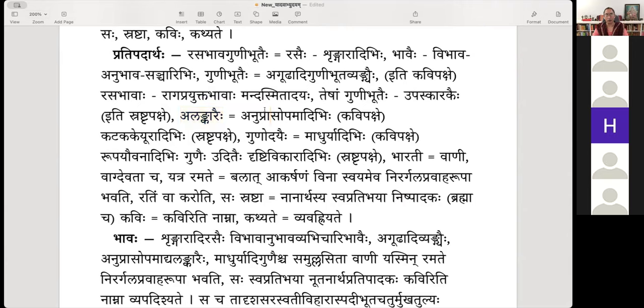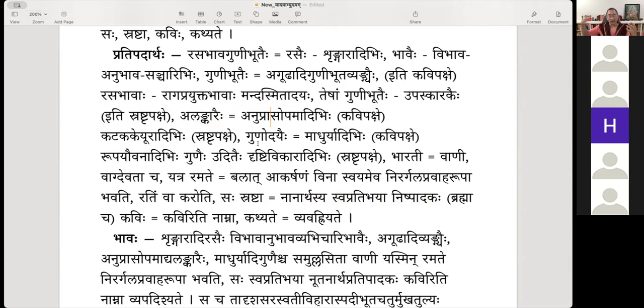Alankara, anuprasa, and upama are in kavipaksham. Kataka keyura, literal physical ornaments that we wear, are in the Srashtrupaksha. Is that clear? Next is Gunodayaihi. Madhuryadi Gunaha Kavye Vartante.